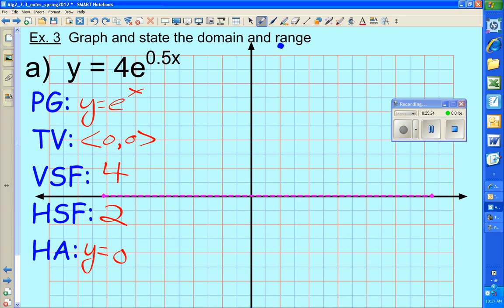In the parent graph, we go right 0 up 1. What are we going to do? What about the left, right? So it's still 0. It's right 0 up 4. The left rights don't get impacted when it's left right 0.